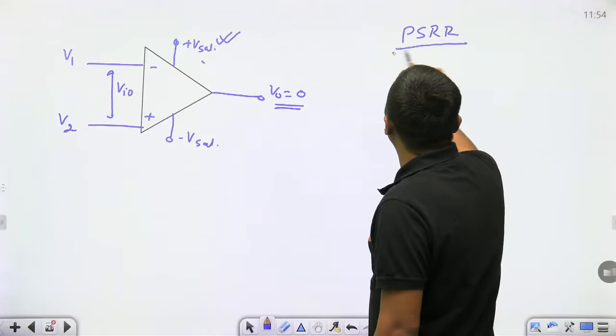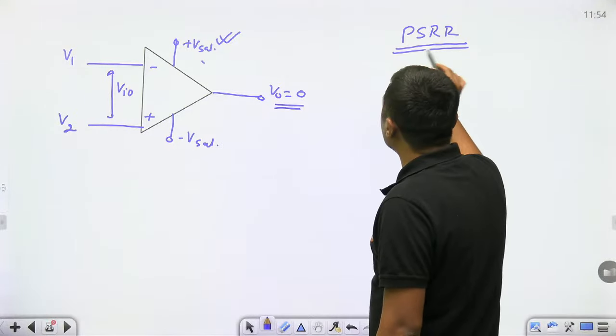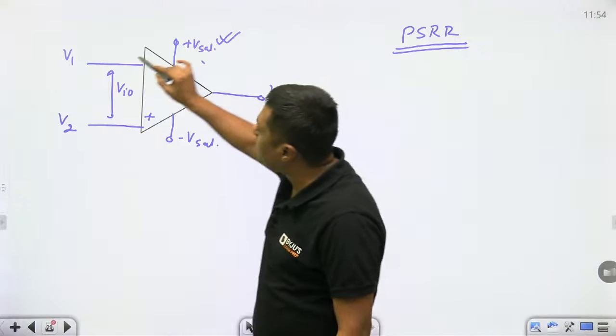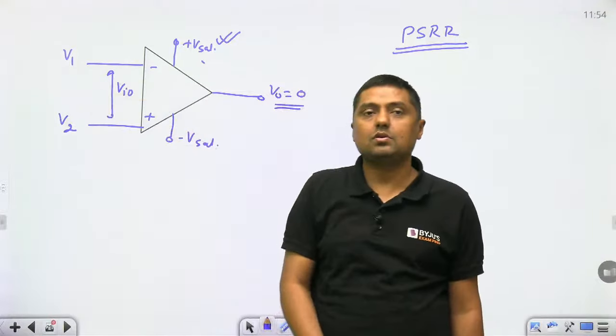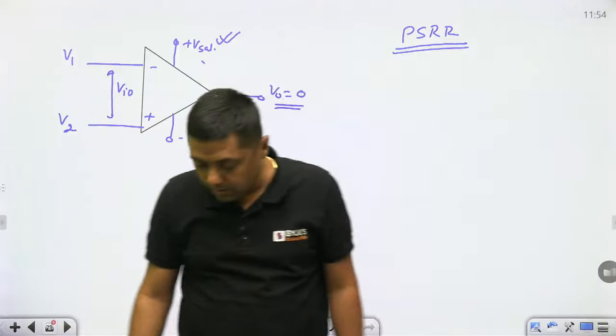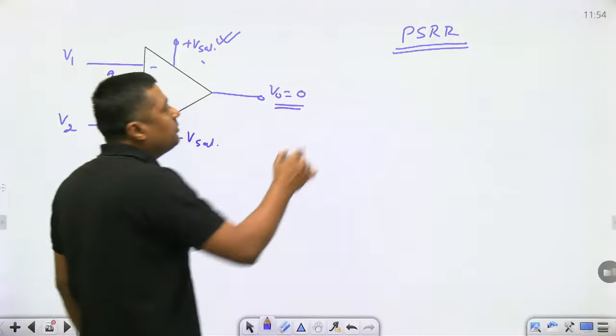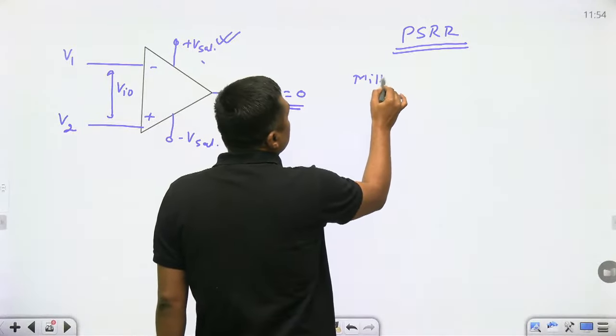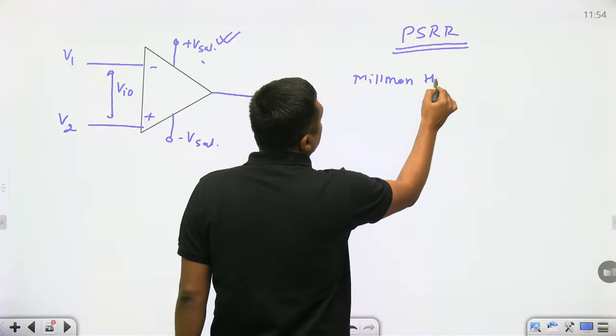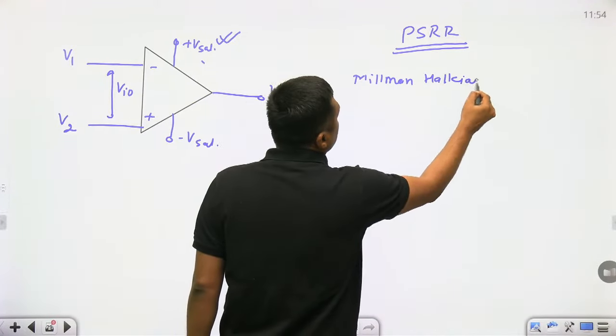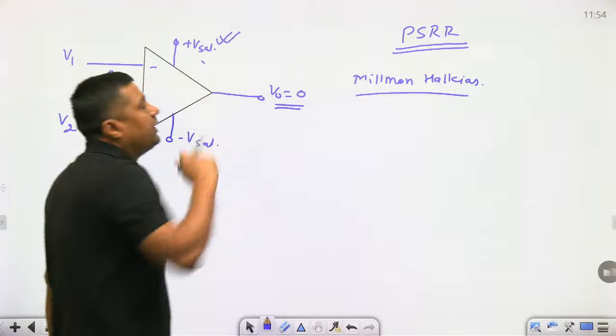I have given you the hint, get the idea about that. What is the power supply? That is the relation between the supply voltage and input offset voltage. Okay, collect your data. If you don't find it, then please inform me. And you can get the standard answer from Millman-Halkias. What are the typical values? A table is given, you can find that value.